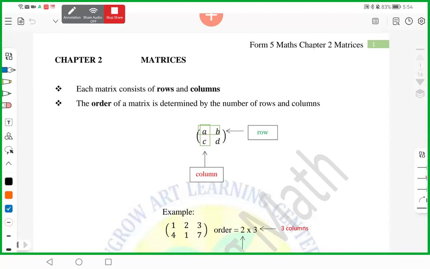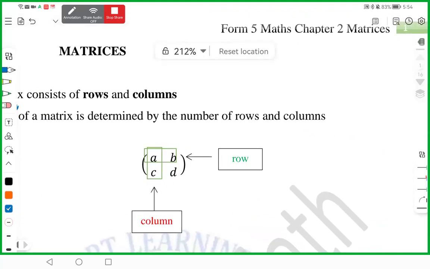Row means horizontal, like this has two rows. Vertical means column, so 2 columns, 3 columns. Row is horizontal. The arrangement of this matrix, in math, we call it the order. The order of a matrix is determined by the number of rows and columns. As you can see here, this is 2 by 2. 2 by 2 means 2 rows, 2 columns.